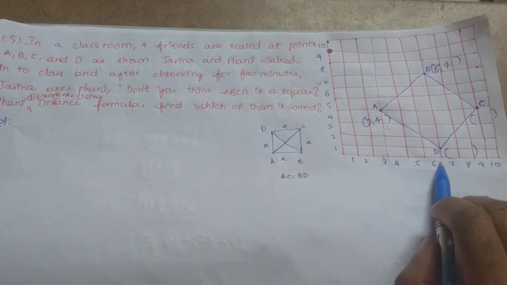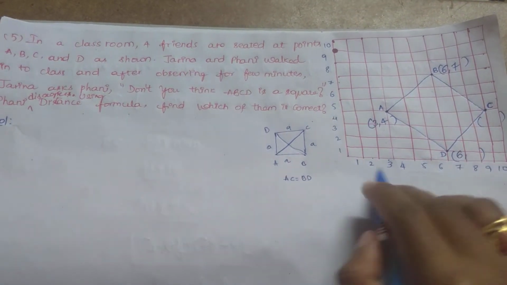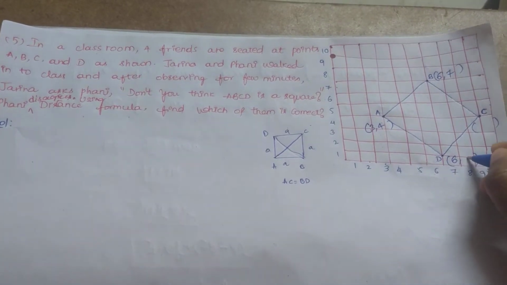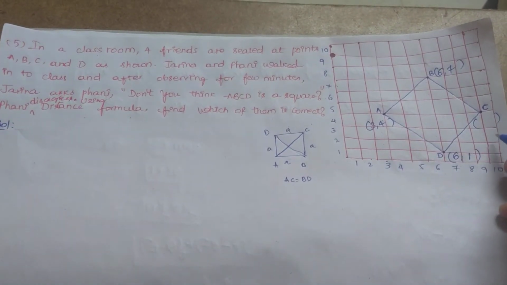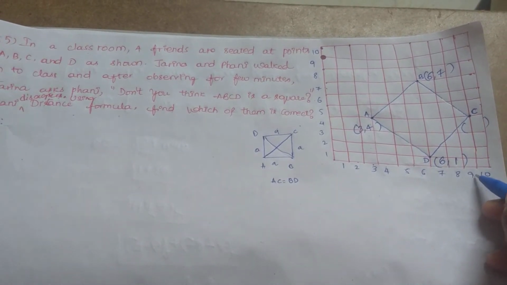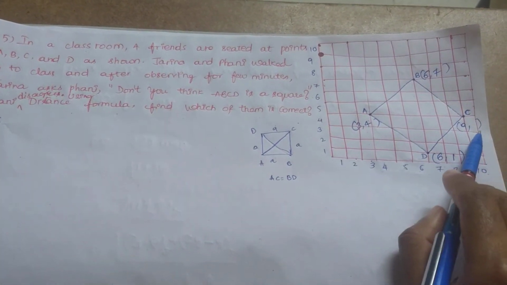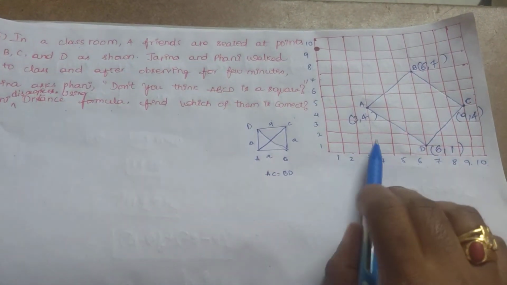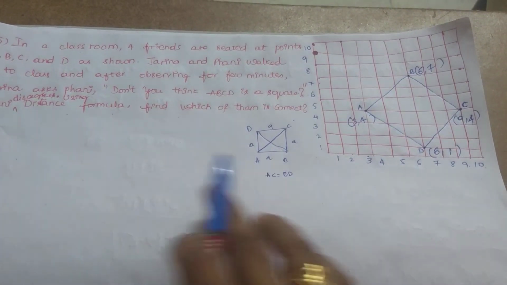For point D, how many boxes are there horizontally? Here we have written 6, right? So the x coordinate will be 6, and for the y coordinate we have to see vertically. At D, the y coordinate is only 1. So D is 6, 1. In the same way for C, the x coordinate is 9, and the y coordinate is 4. So the points are A 3, 4, B 6, 7, C 9, 4 and D 6, 1. Let us write this in the solution here.